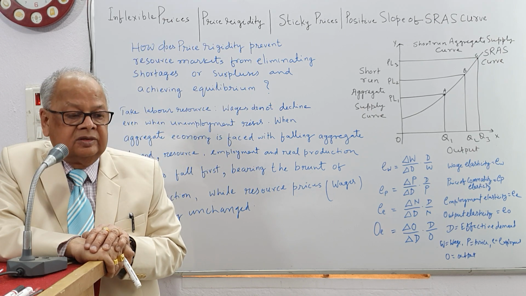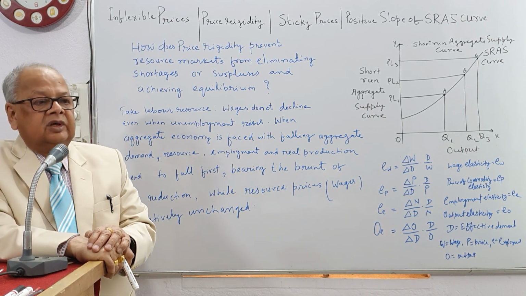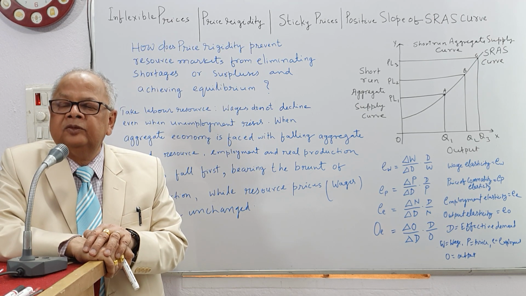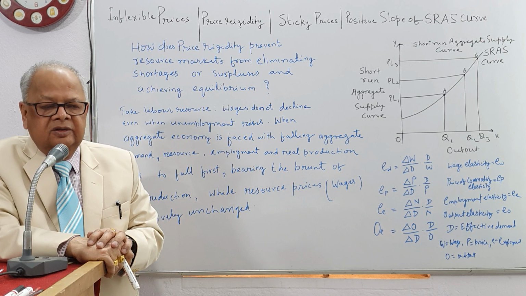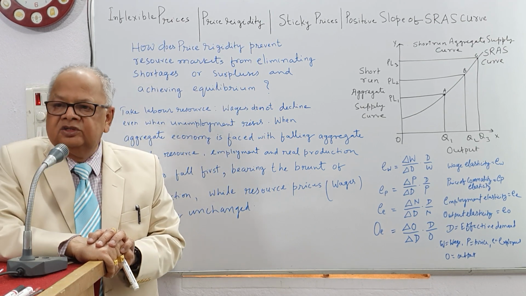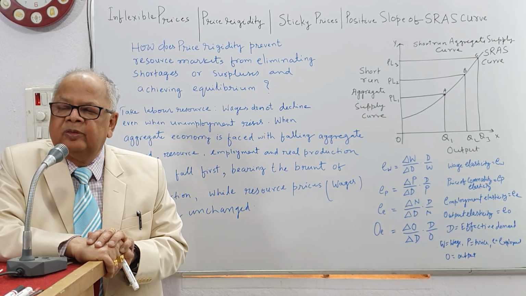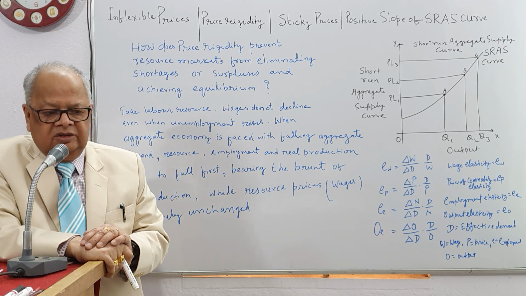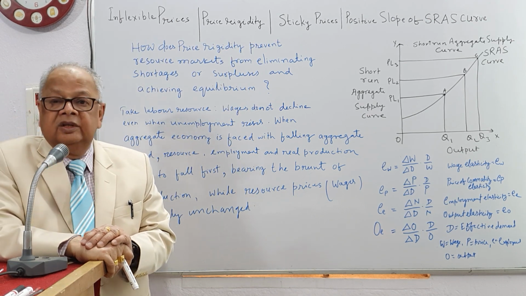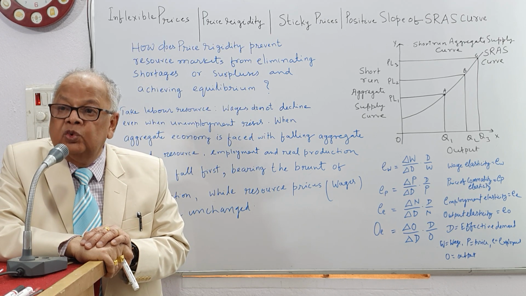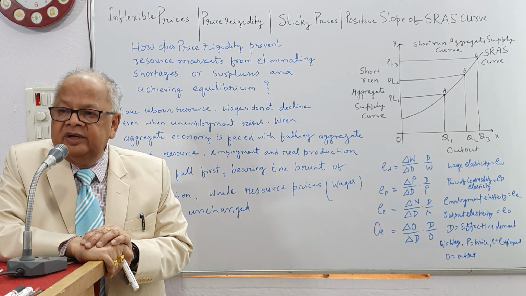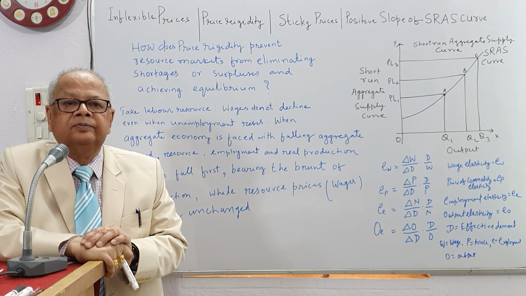Then Keynes established the law of effective demand and rejected Say's law of markets, that supply creates its own demand. Instead, John Keynes said that demand creates its own supply. Demand creates its own supply.